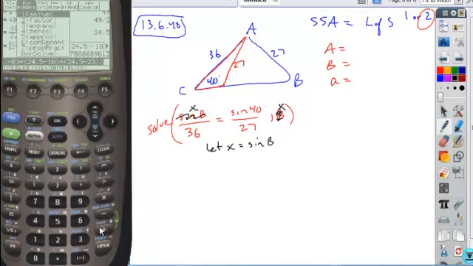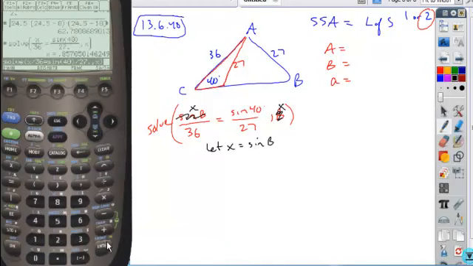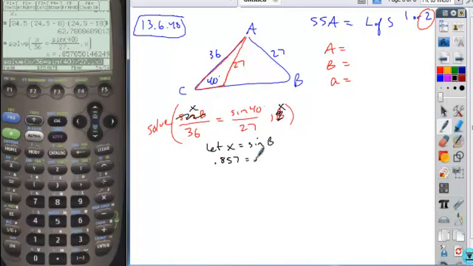So if we use the F2 algebra tab, type in our equation, x divided by 36, set that equal to the sine of 40 divided by 27. I'll put a decimal in there, so my answer is going to be in decimal form. Okay, I expect my answer to be something between -1 and 1, since it's a sine ratio. And this is consistent with what I would expect.